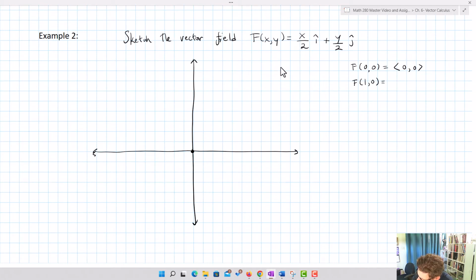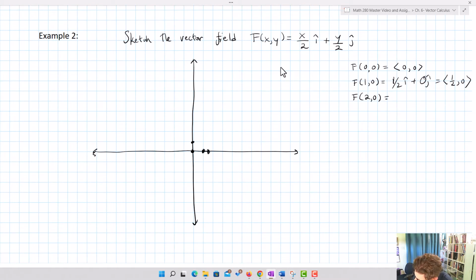There we are. Great. Let's take f of 1, 0. So f of 1, 0 is going to equal 1/2 i plus 0j, and so that equals 1/2, comma 0. So at 1, 0, what we've got is 1/2, comma 0. That's going to be in that direction, and it's going to have that length. Let's take f of 2, 0. Excuse me, f of 1, 0 is right here, and it's got 1/2, 0.